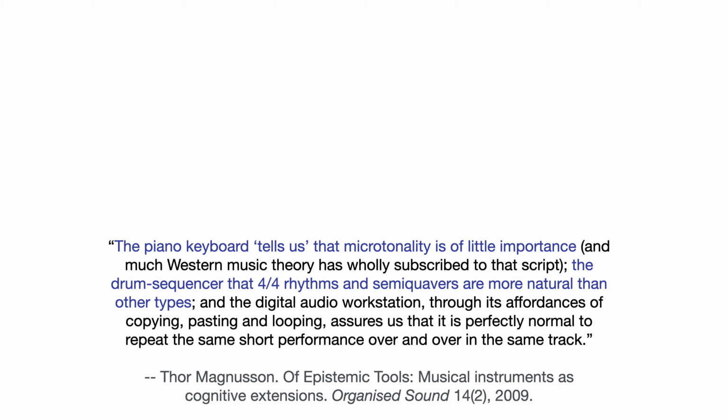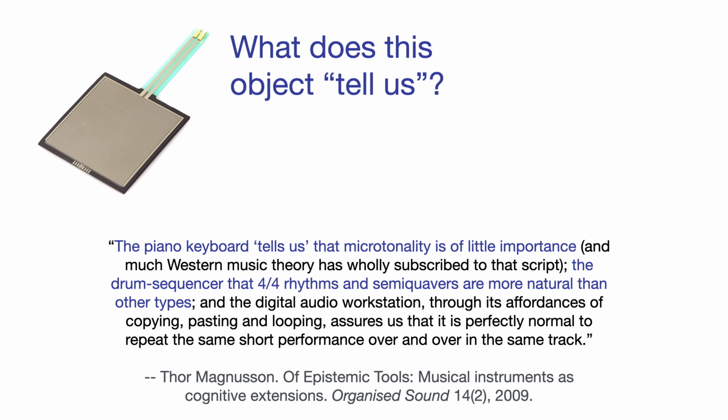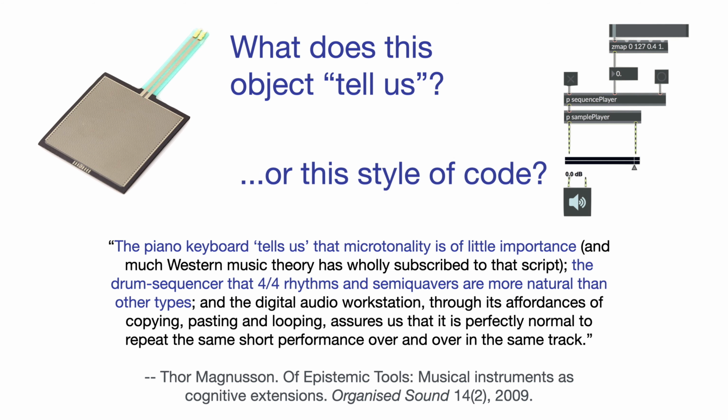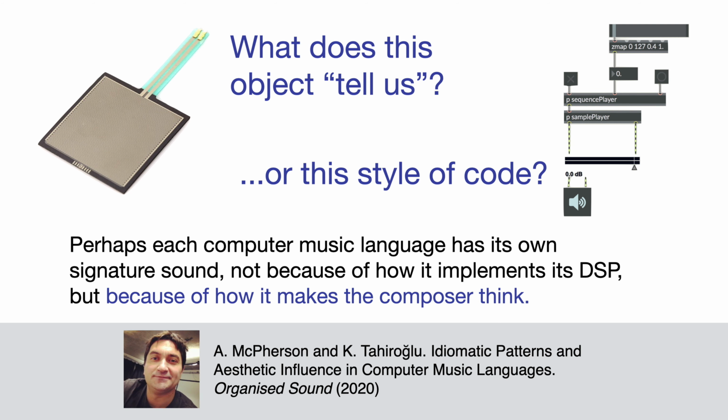Thor Magnusson unpacks some of the hidden biases of musical instruments. For example, the piano keyboard carries knowledge about the nature of music, as does the sequencer and the digital audio workstation. I want to suggest that we could say the same thing about even rudimentary sensors, or about paradigms of audio programming. We could even go so far as to propose that different computer music languages each have their own sound, not because of how they implement their DSP algorithms, but because of the way that they make us think.